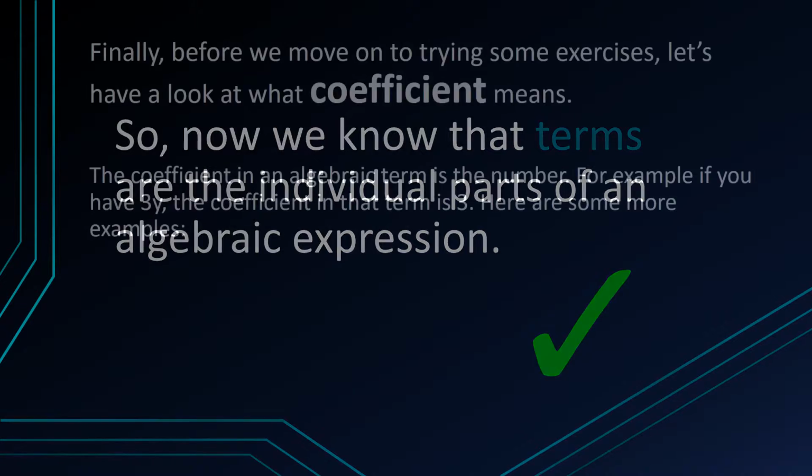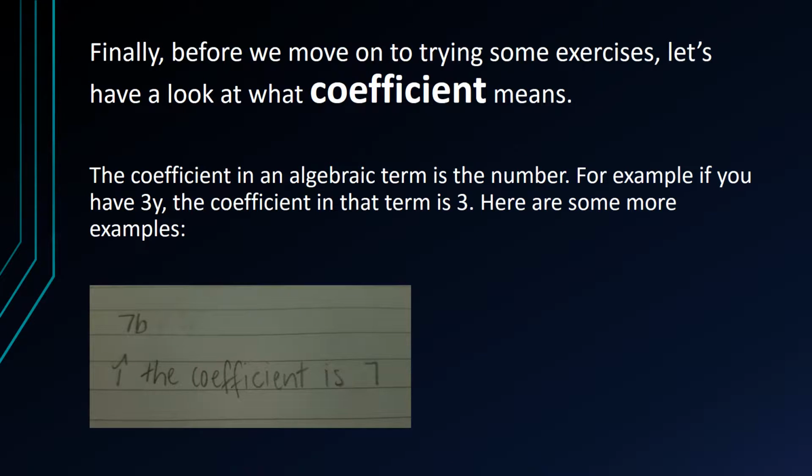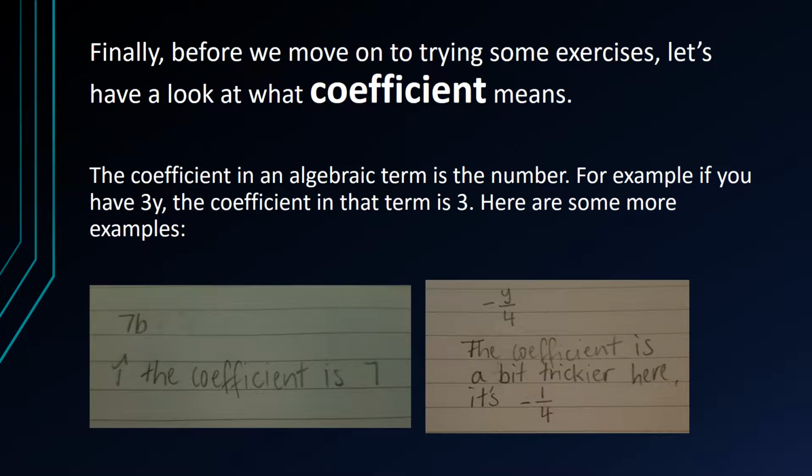Nice. Moving on. Finally, before we can try out some exercises, let's have a look at what coefficient means. The coefficient in an algebraic term is the number. For example, if you have 3y, and that's your term, the coefficient there is 3. Here are some more examples. So if your term is 7b, then your coefficient is 7. If your term is negative y on 4, the coefficient here, it's a little bit trickier, is negative 1 on 4.